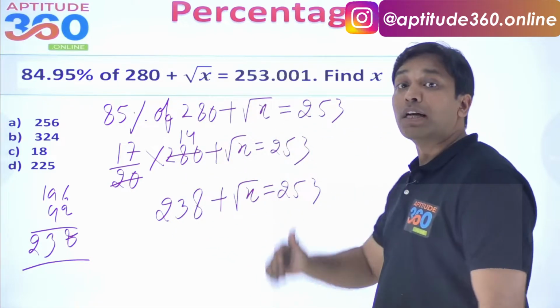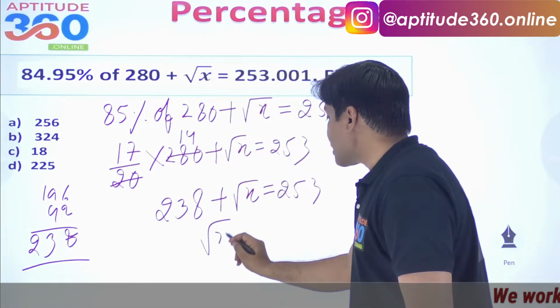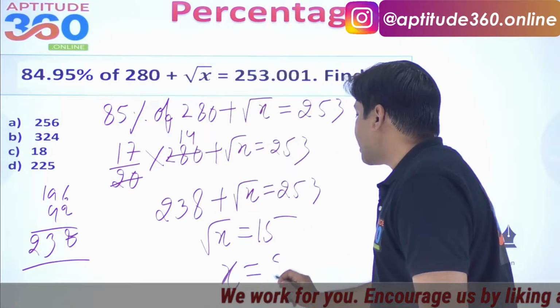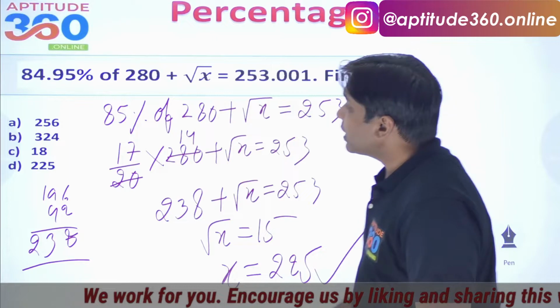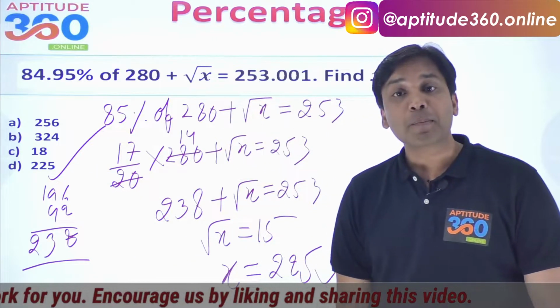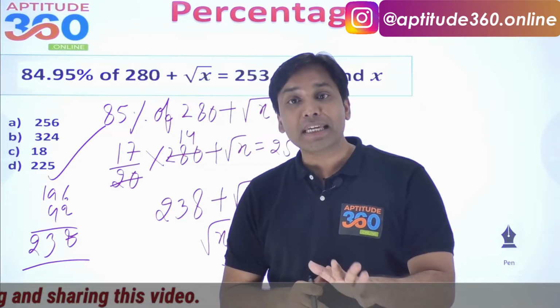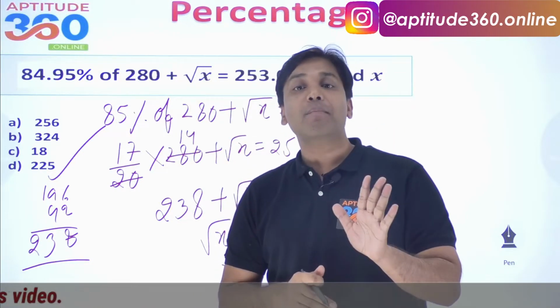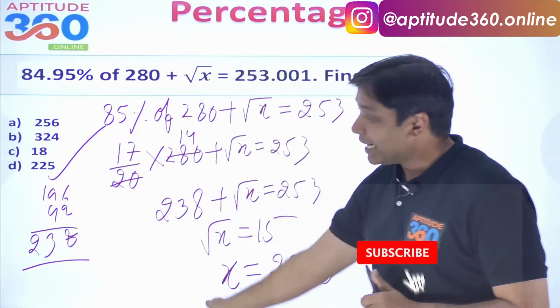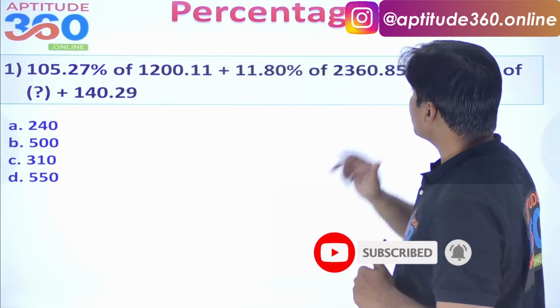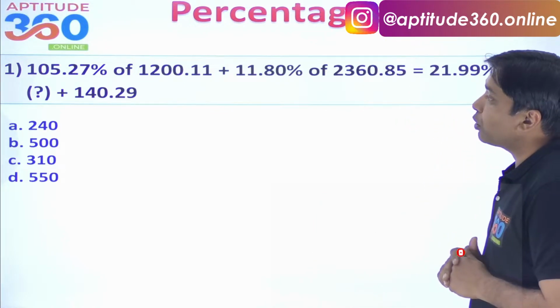When 238 comes on this side of equality, under root of x will be nothing but 15, and if you do the square of this value, that is going to be 225. The problem is simplified. This is what you have to learn, and these same problems are given to you in banking, railway or SSC exams. And then you know what the difficulty level is, right? So take this, such a good problem to solve.